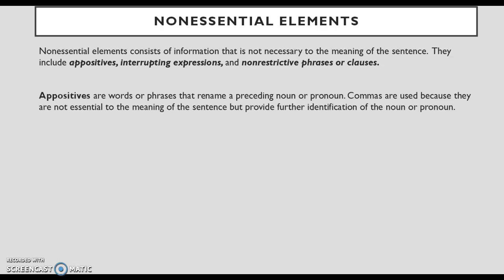Non-essential elements. Non-essential elements consist of information that is not necessary to the meaning of the sentence. They include appositives, interrupting expressions, and non-restrictive phrases or clauses. Appositives are words or phrases that rename a preceding noun or pronoun. Commas are used because they are not essential to the meaning of the sentence, but provide further identification of the noun or pronoun.